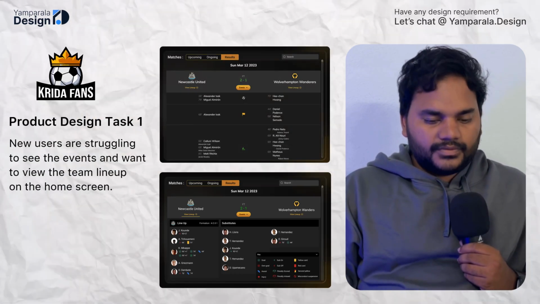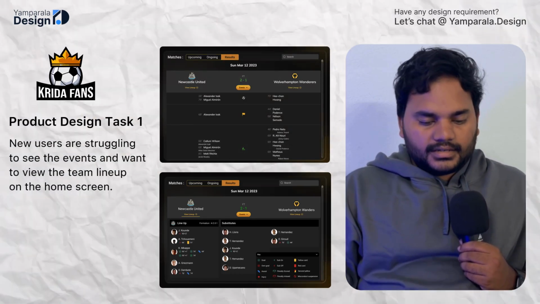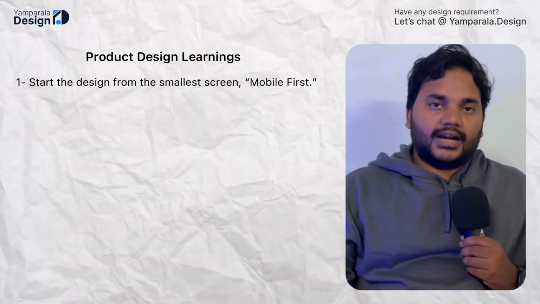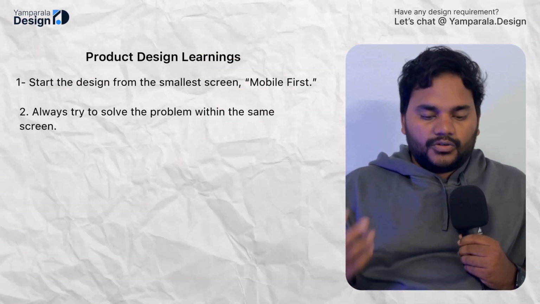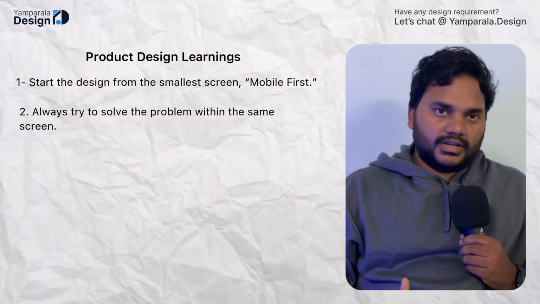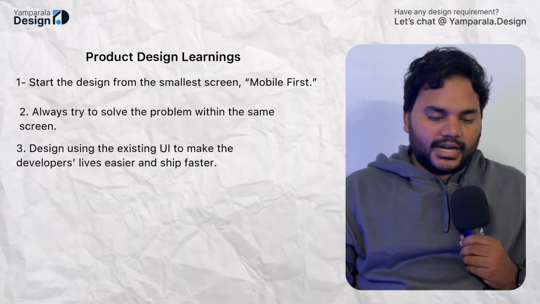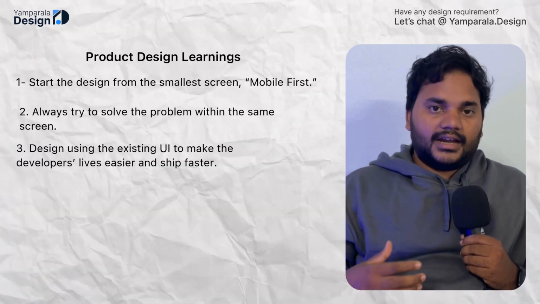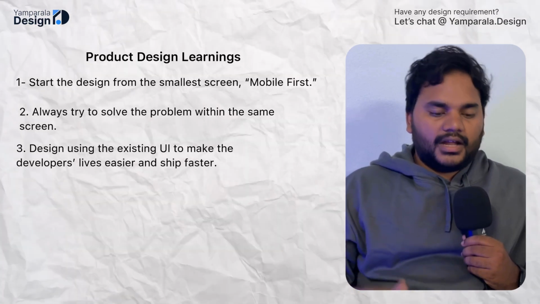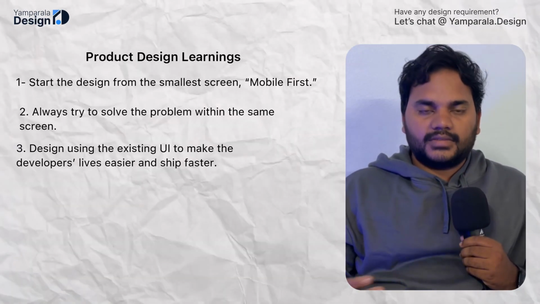So this is task 1 which I worked upon, and a couple of things that I learned here were: first, to start with mobile first. Second, always try to solve the problem within the same screen instead of taking the user from one screen to another. And third, always try to build something which is consistent and matches with the existing UI, and also makes the developers' life easier and ships faster.